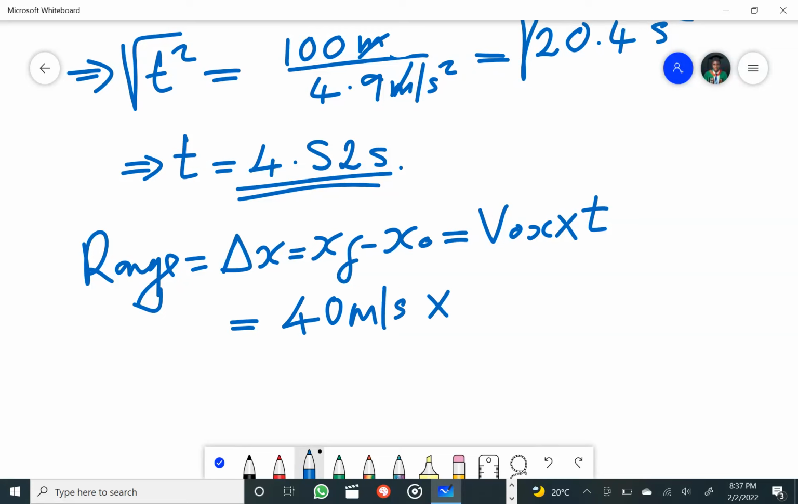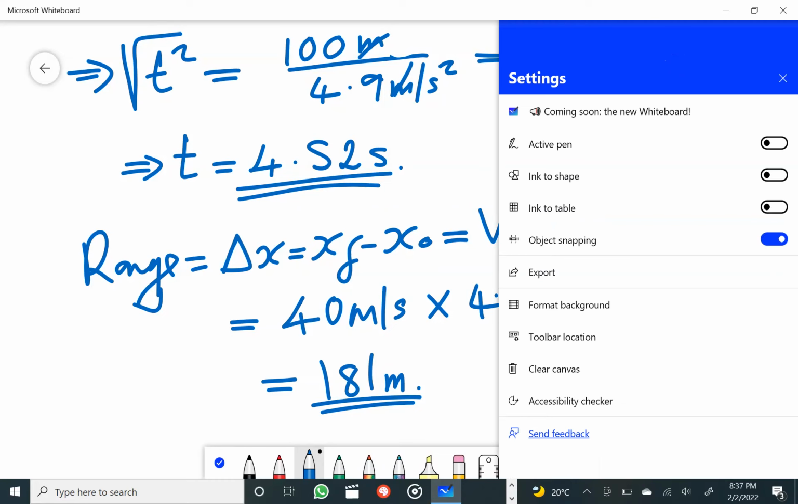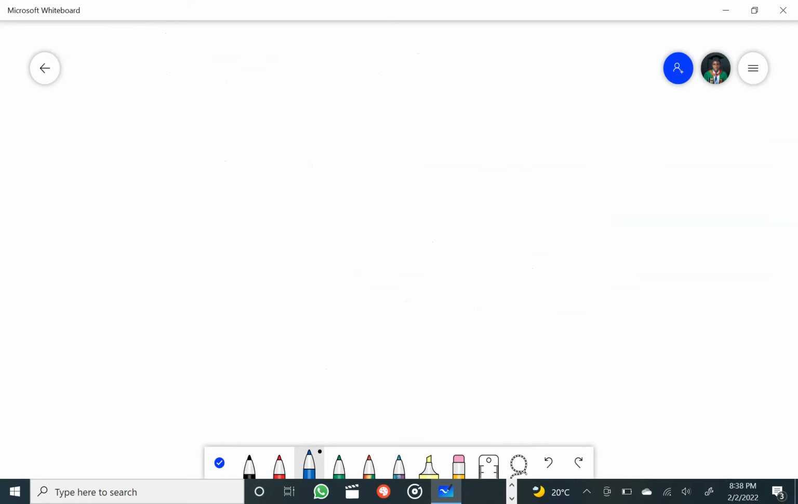Now, what's our time? The time that we found, the time that it took to reach the ground. So now multiplying that, we get 181 meters. So that's how we arrive at that. Okay, is everyone clear on that aspect? So now we go to the second question.